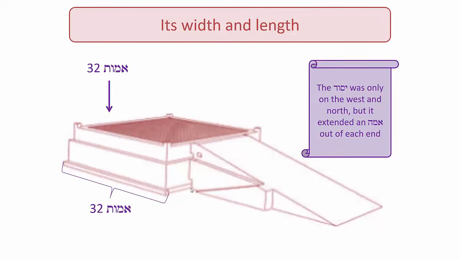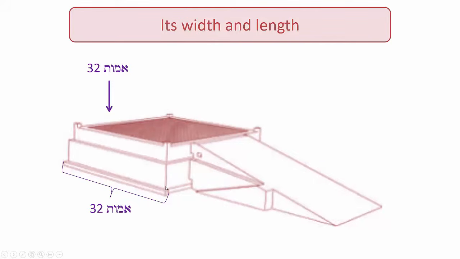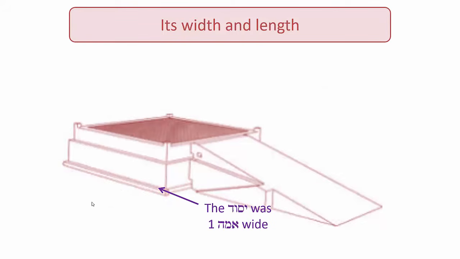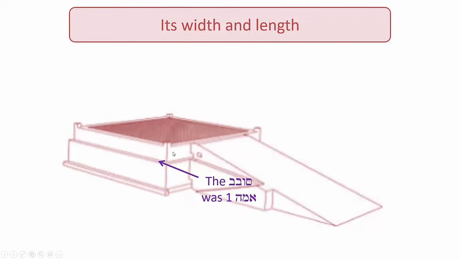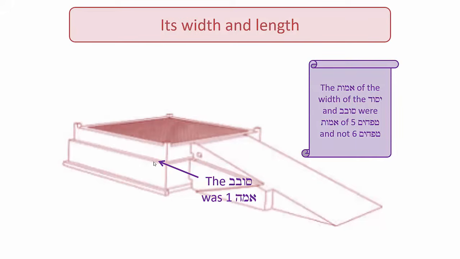Now we're going to see as we go up along the Mizbeach, the area becomes smaller and smaller. So starting with the Yesod was an amma wide. So that means the Mizbeach got narrower over here. It went in an amma on both sides. And then as we go up further, we have the Seviv, and that also went in an amma. Now regarding these two ammas of the Yesod and the Seviv, unlike all the other ammas by the width and length, these ammas were ammas of 5 tfachim. So they weren't ammas of 6 tfachim like all the other ammas.